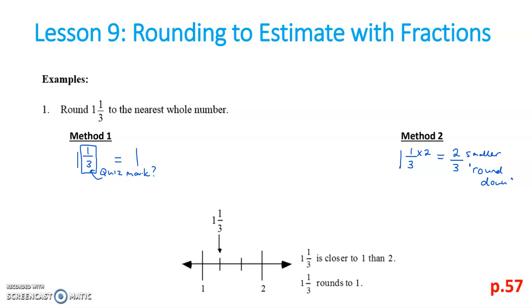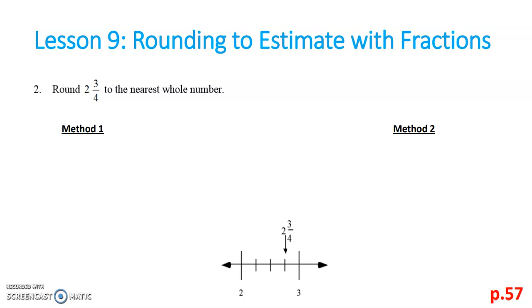So after multiplying the numerator by 2, if the numerator is still smaller than the denominator, then we know for sure that we round down, which means we keep the whole number as it is, and we drop the fraction off. So 1 1/3 rounds to 1. Visually, we can see this on the number line. We don't have to create number lines, but it's just showing you the position that 1 1/3 is between 1 and 2. The divisions between 1 and 2 are 3 equal segments, and the 1 1/3 would be much closer to 1 than it is to 2.